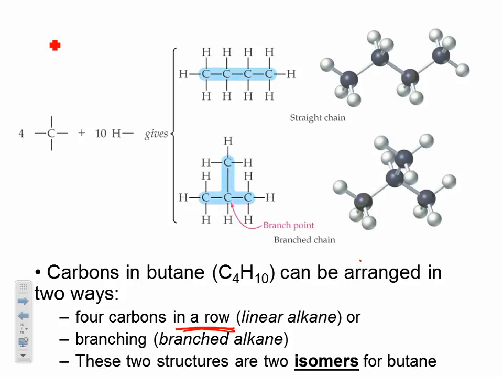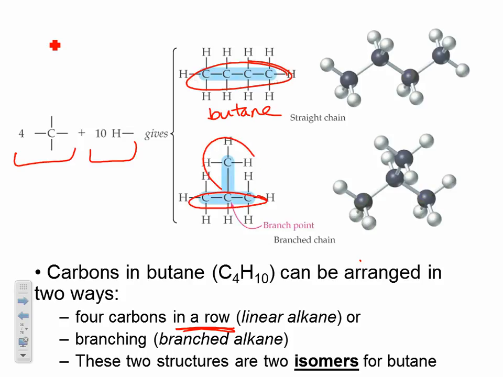So 4 carbons and 10 hydrogens. Again, this is just showing it. You don't need to take notes on this. I can put the 4 carbons in a straight row. This would be butane. Or I could put 3 carbons in a row with 1 carbon as a substituent. And this would be 2-methylpropane.